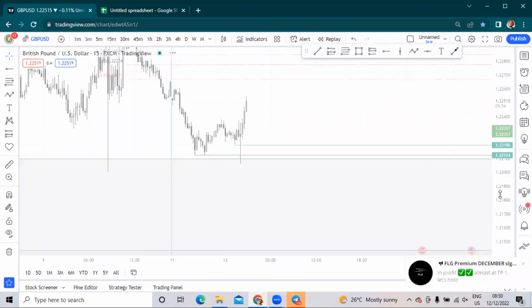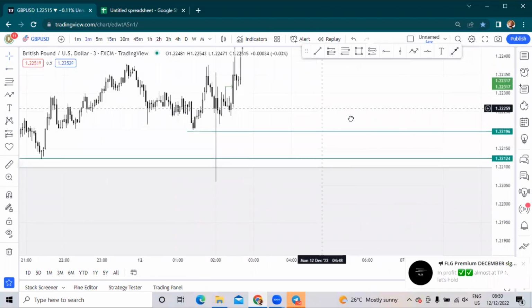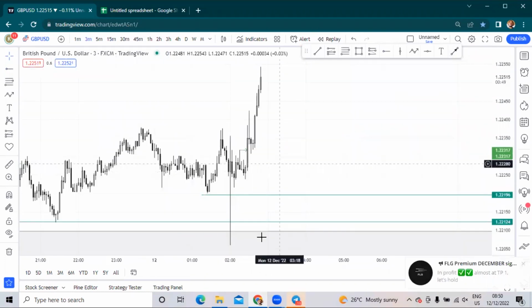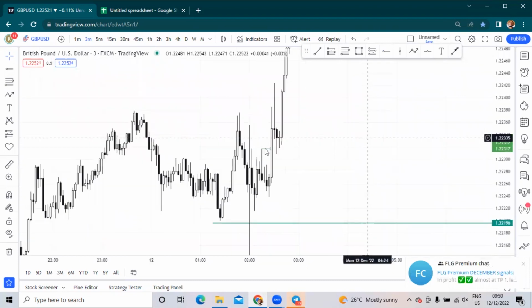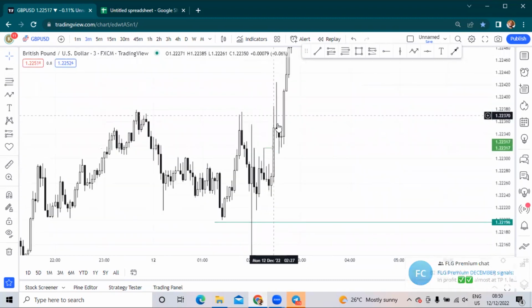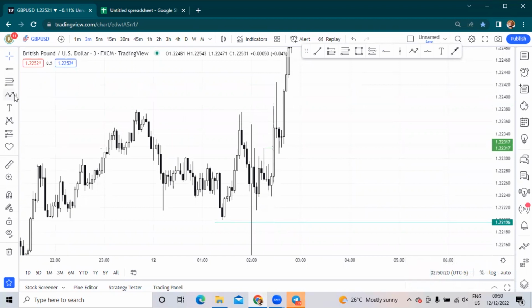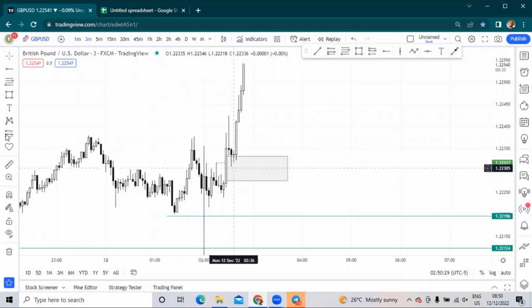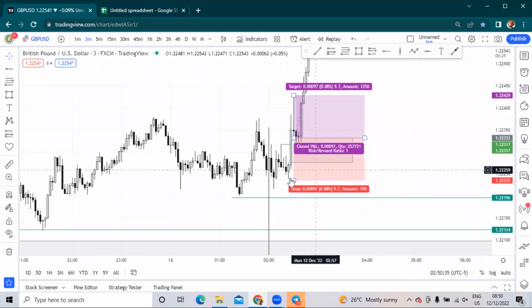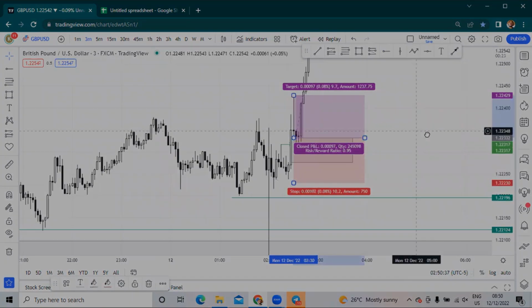And where did you get your entry from? You get your entry after a pullback. So price broke this high and then created a fair value gap on the 3 minutes. Remember, it's the 3 minute time frame I'm in right now. Price created a fair value gap. Are you seeing it? And price retraced back into it, and that was a boom. Why are you going to keep your stop loss just below this?